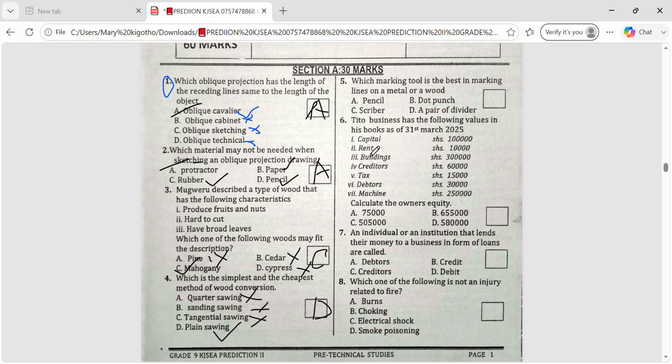So let's go now to question number 5. Now, which marking tool is best in marking lines on a metal or a wood?